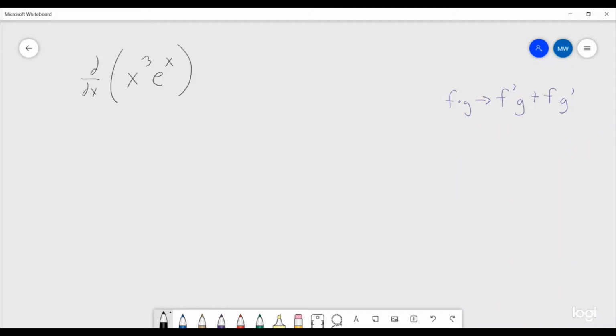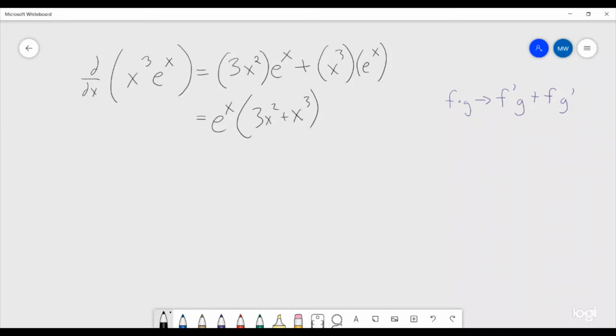So the derivative of this is going to be equal to the derivative of the first, in this case the derivative of x cubed, so that's just 3x squared from the power rule, times g, so our second function is just e to the x, plus our first function, x cubed, times the derivative of the second function, or derivative of e to the x is just e to the x. So the derivative of this is going to be e to the x times 3x squared plus x cubed. That's the derivative of that function.